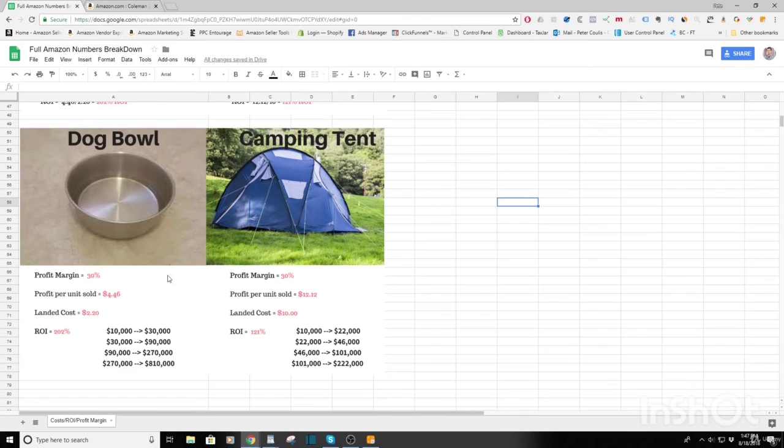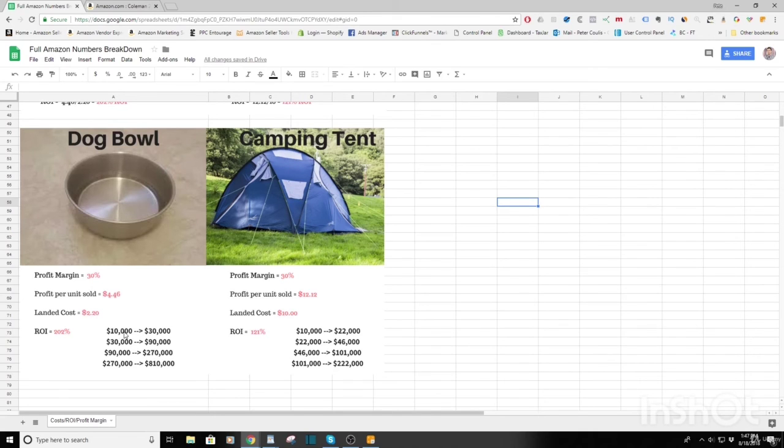Again, we both have a 30% margin. Our profit per unit sold is $4.46. Profit per unit sold is $12.12. Our landed cost $2.20. Landed cost $10. ROI is 202% for the dog bowl. ROI is 121% for the camping tent. Look at what your money can turn into and transform into over time.